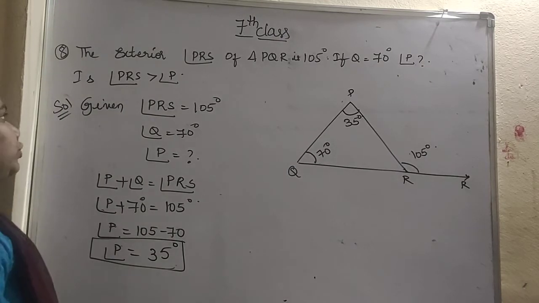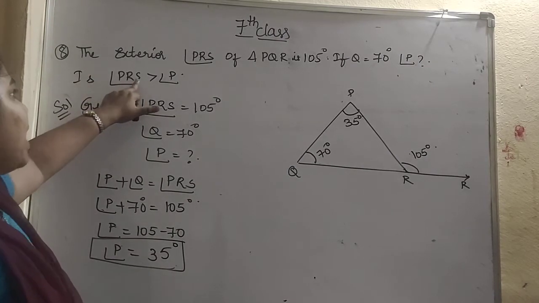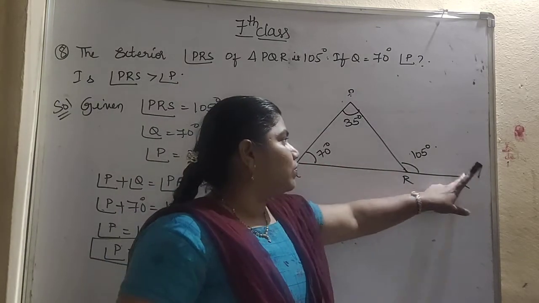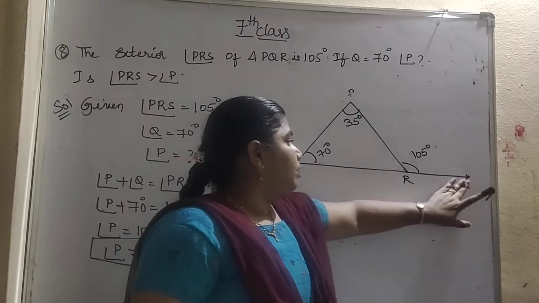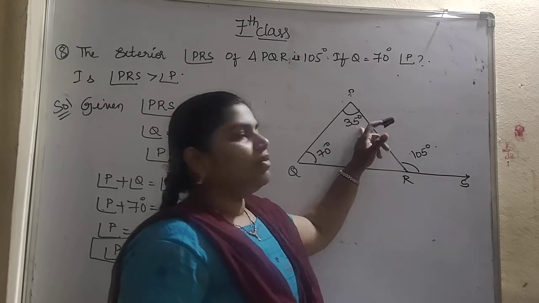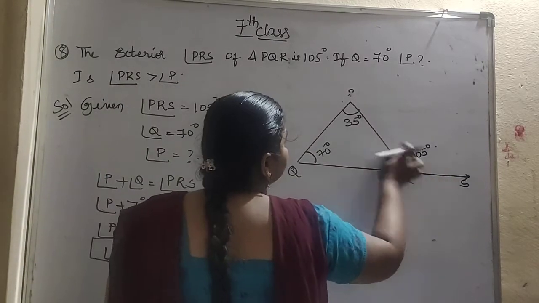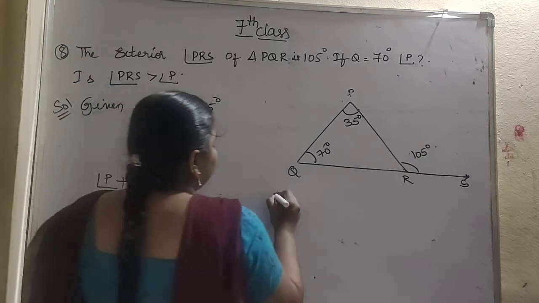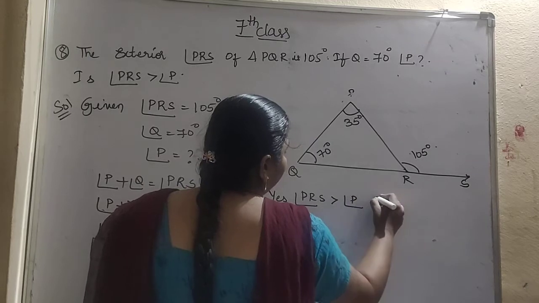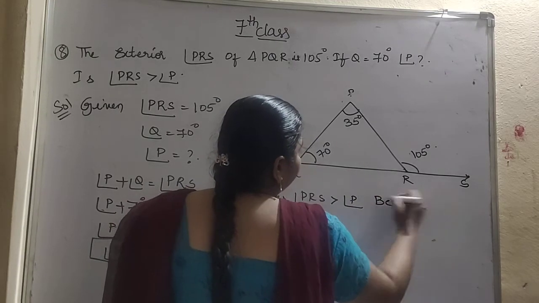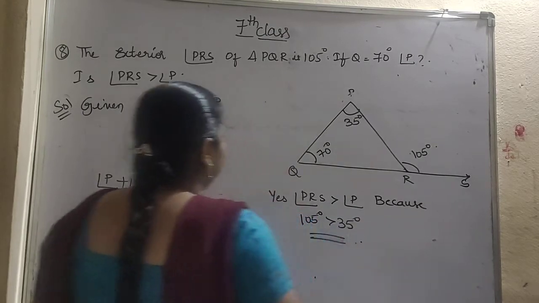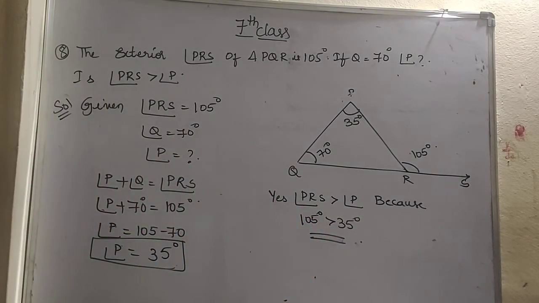And what is the next question? Is angle PRS greater than angle P? Yes, it is greater. Angle PRS value is 105 and angle P value is 35. So this 105 is greater than 35 here. So yes, angle PRS is greater than angle P, because 105 degrees is greater than 35 degrees. So this is our 8th solution.